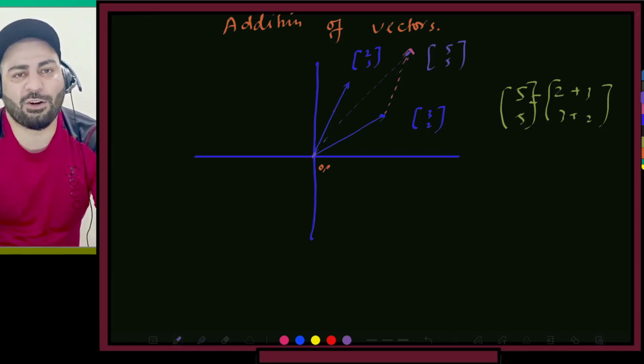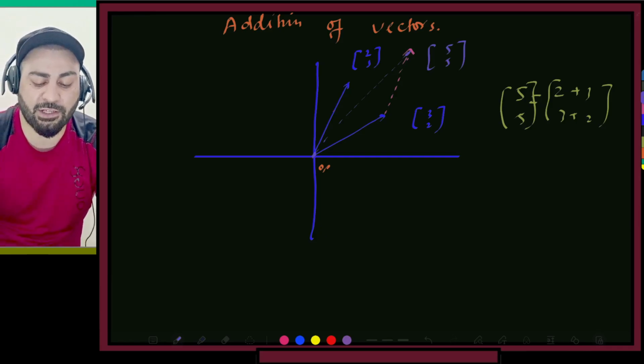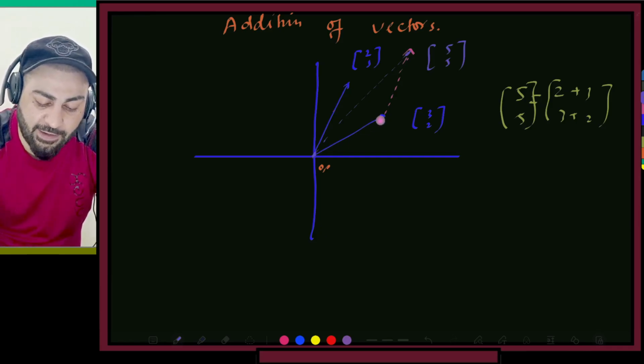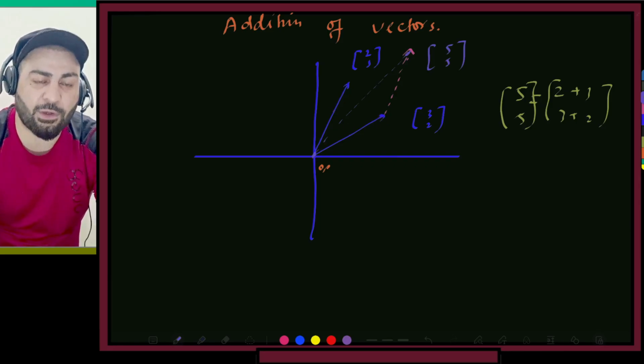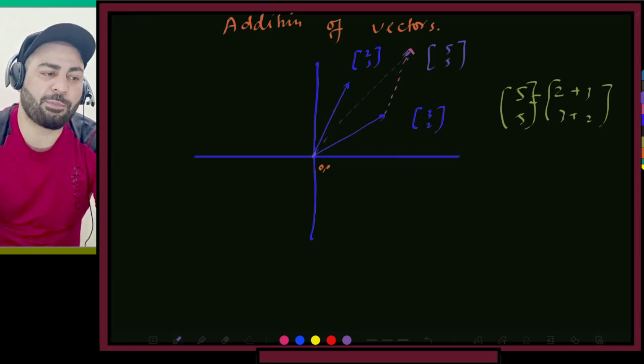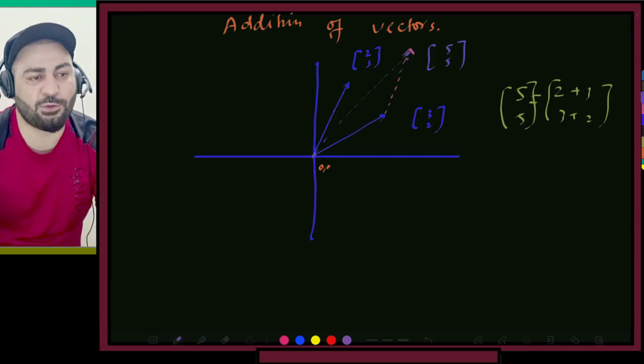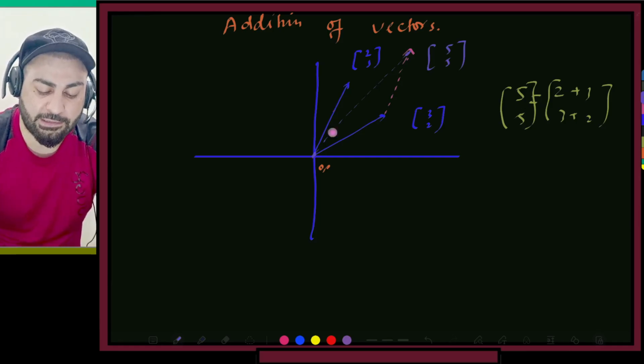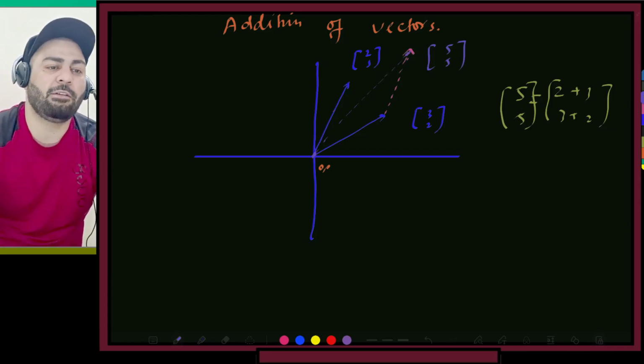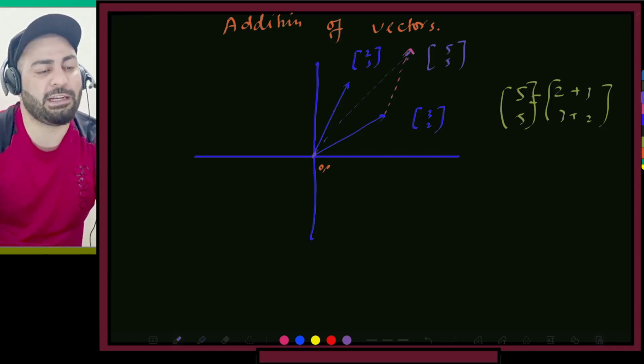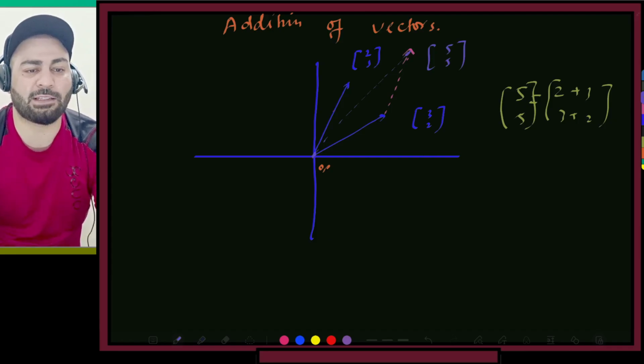In that sense, the meaning of addition is whatever effect this vector produced, and after that we had this vector, whatever effect these two vectors produced combined. So if we had these two vectors, they'll produce an effect. The resultant vector of these will produce that effect independently, so there will be only one vector that produces that effect.